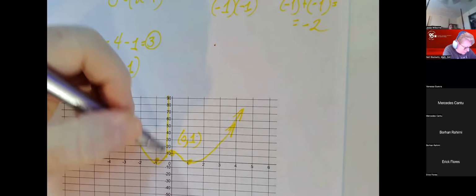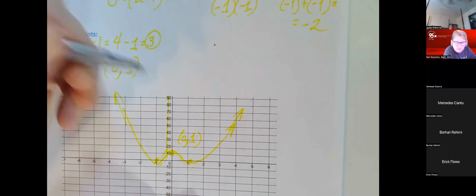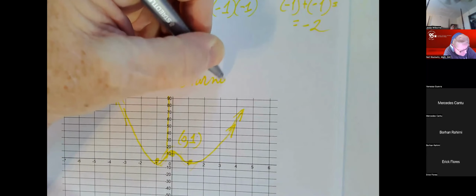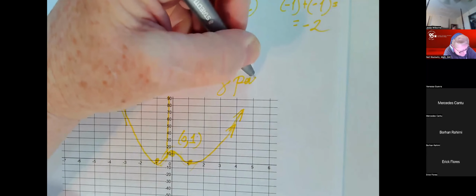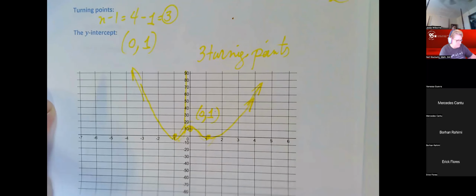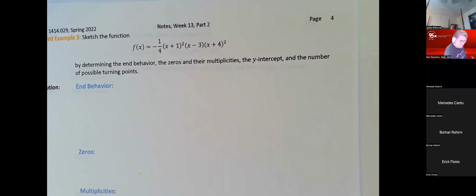Well, we've got 1, 2, 3. So we have 3 turning points actually. And that's the maximum number, so we couldn't have any more. All right. This one is like what we did last time, but I think it's good to review.